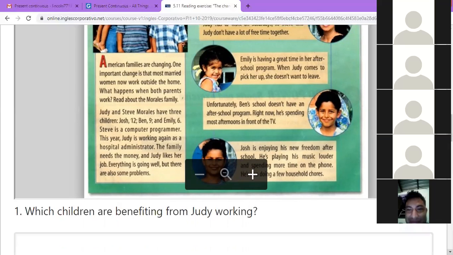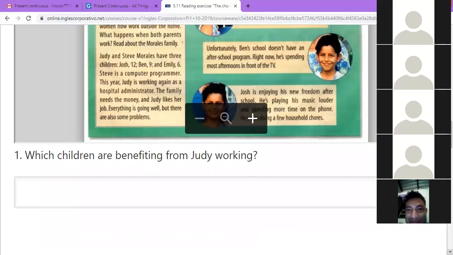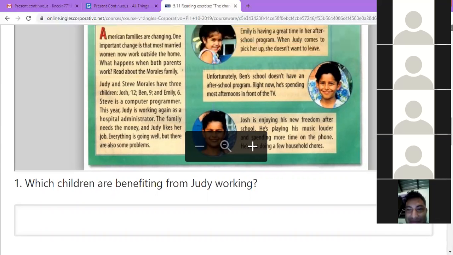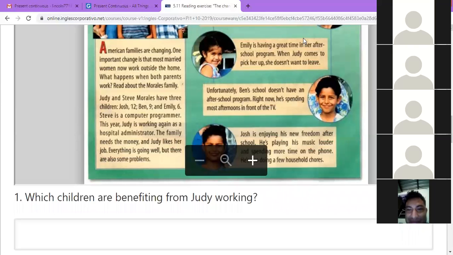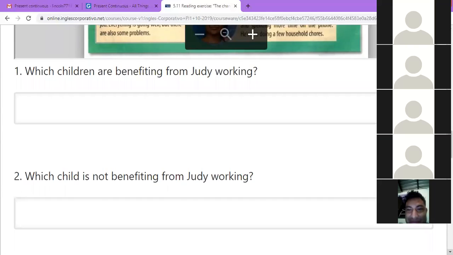Here you have the questions. Which children are benefiting from Judy working? Josh and Emily, right? See, Emily is having a great time in her after school program. She doesn't want to leave. And Ben's school doesn't have an after school program right now. He's spending most of the afternoons in front of the TV. So who's benefiting more? Josh and Emily. Right, Josh and Emily. And the other question, which child is not benefiting?